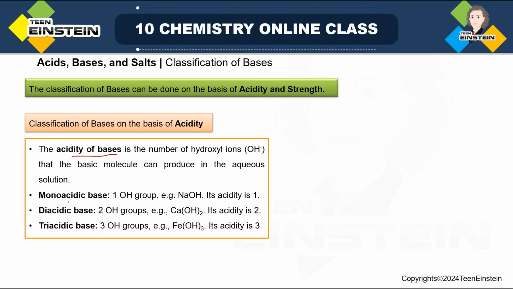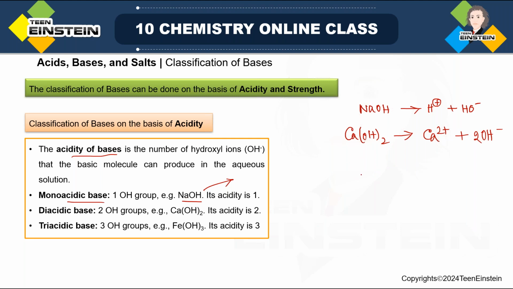Suppose I am saying monoacidic base. Example is NaOH, because from this NaOH you will get only one OH minus, right? Similarly, when you have taken Ca(OH)2, after dissociation, calcium has charge Ca2+, and there will be formation of 2 OH minus. So this is diacidic because you have 2 OH groups after dissociation.